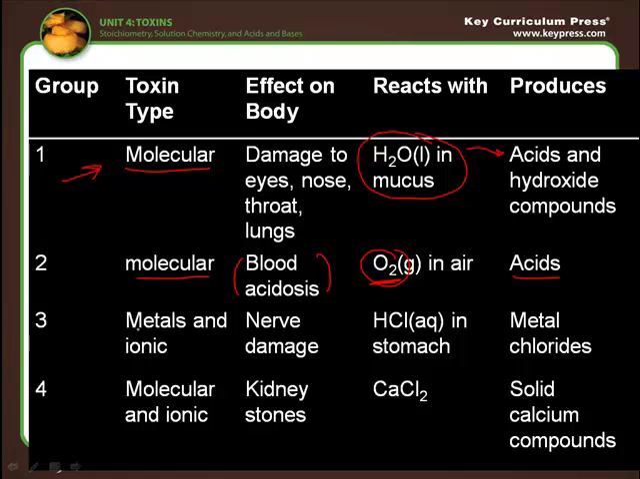Number three, this is when you have metals or ionic compounds. Okay? Ingestion of a metal, which is unfortunately common with children, is if they eat a metal. What happens is it goes into the stomach and it reacts with the hydrochloric acid. The hydrochloric acid in the stomach breaks down this metal or ionic compound to produce a metal chloride. The metal chloride is usually aqueous. So this metal chloride, once it was in your stomach, now it's aqueous, which means it can spread throughout your entire body. So not a good thing.